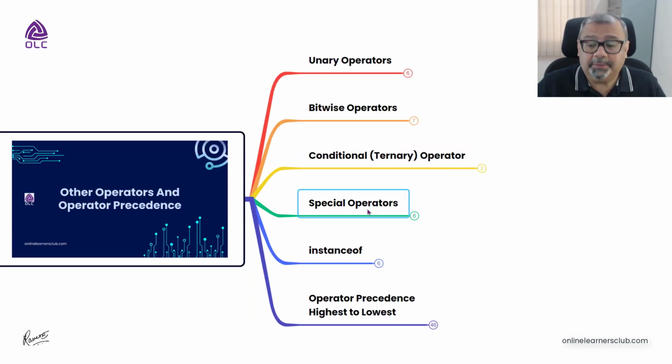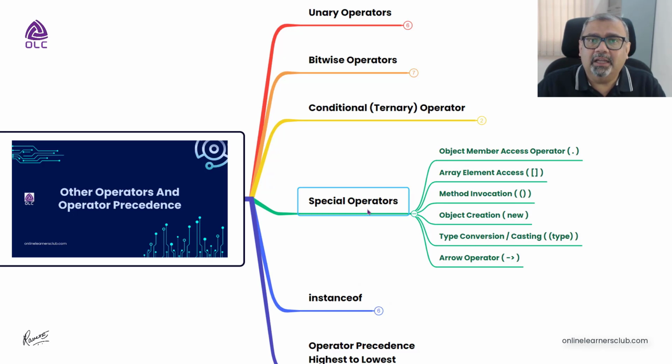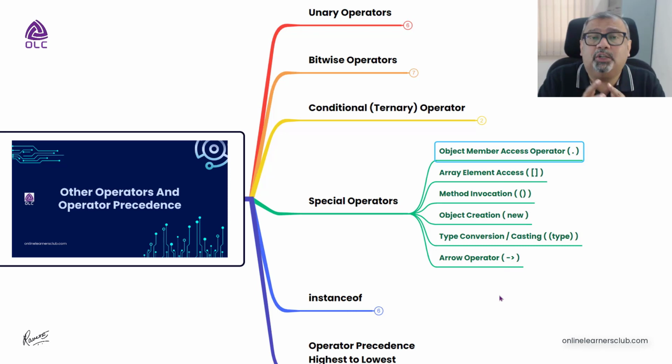Next, we do have some special operators, like the object member access operator. We will get introduced to classes and objects in detail in the next section. However, in the first section itself, we would have seen the concept of a rectangle class and rectangle dot something, employee dot set salary. This is a simple example of accessing the member methods or member variables of an instance or an object, and this is where we use dot as an operator.